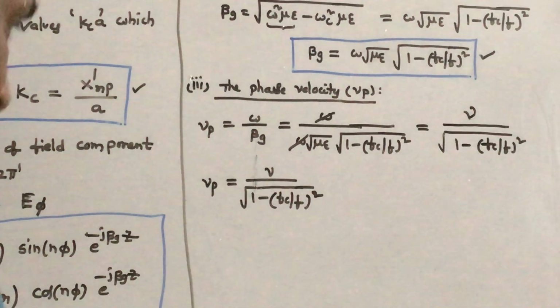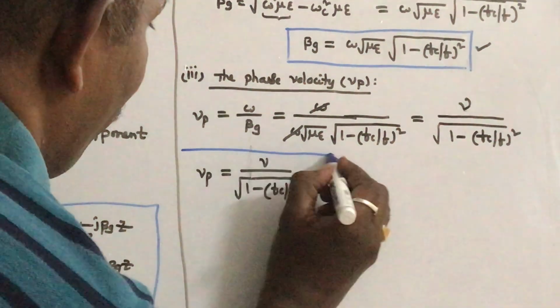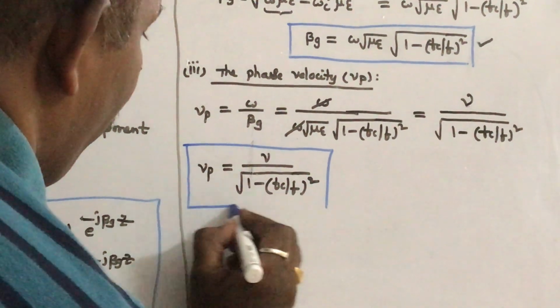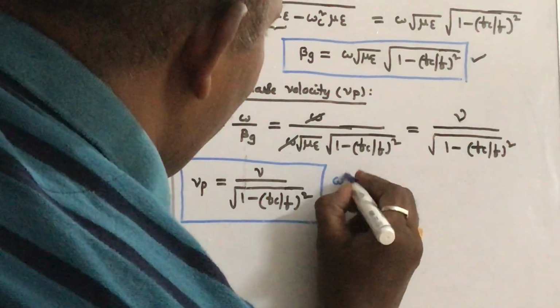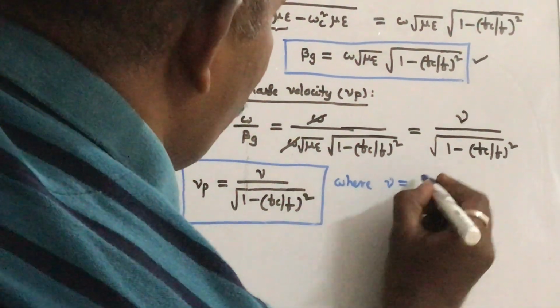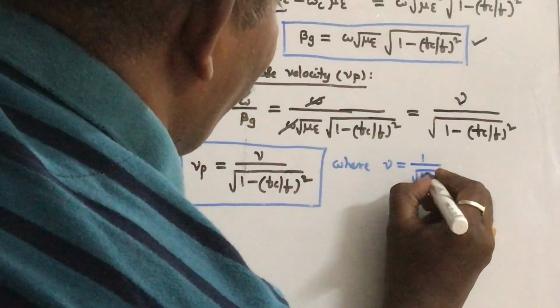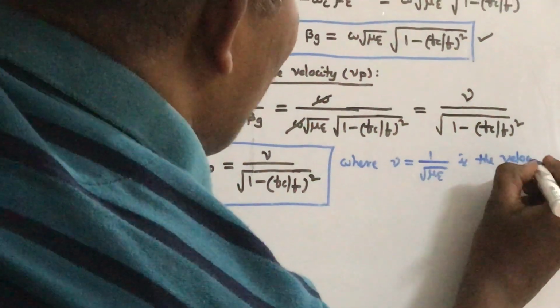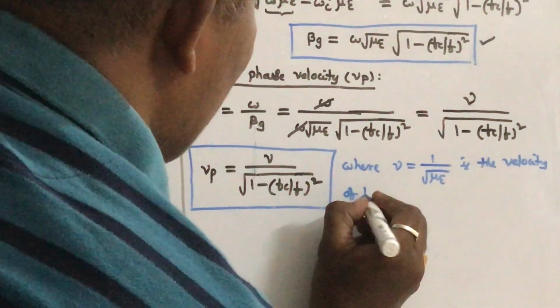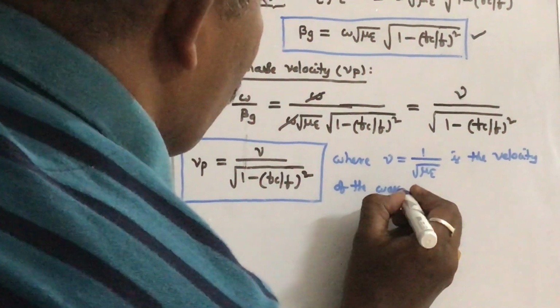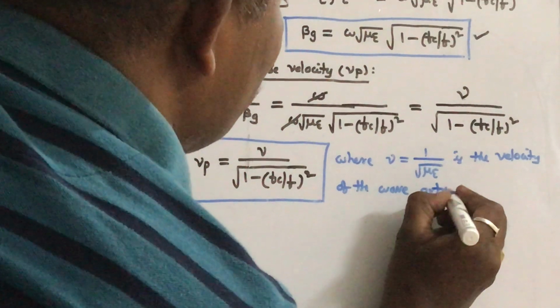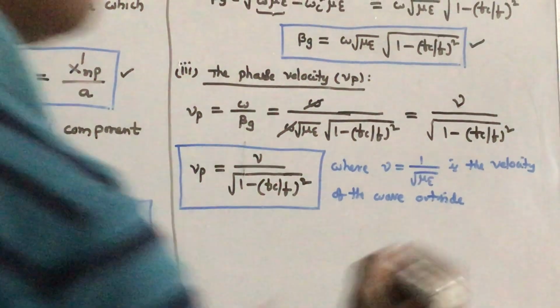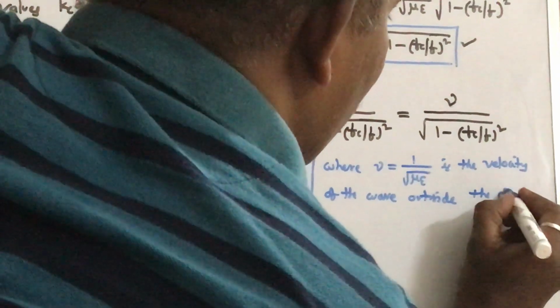Where v is equal to 1 by square root of mu epsilon, the velocity of the wave outside the circular waveguide.